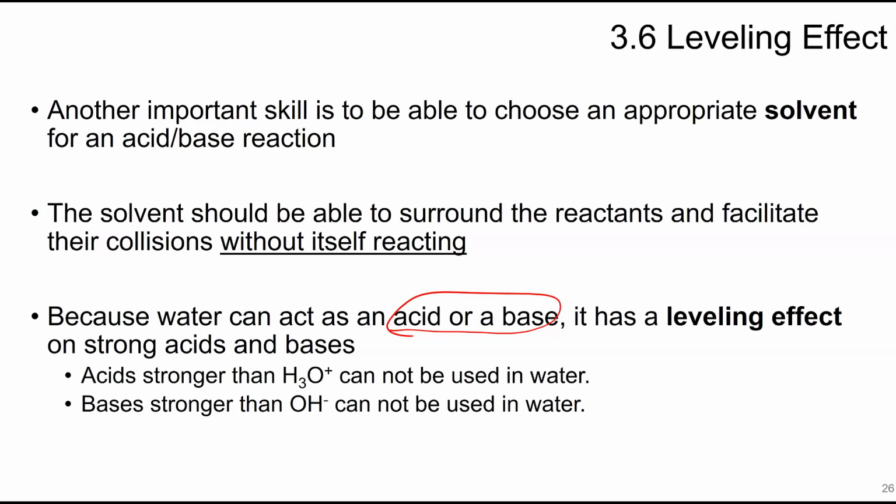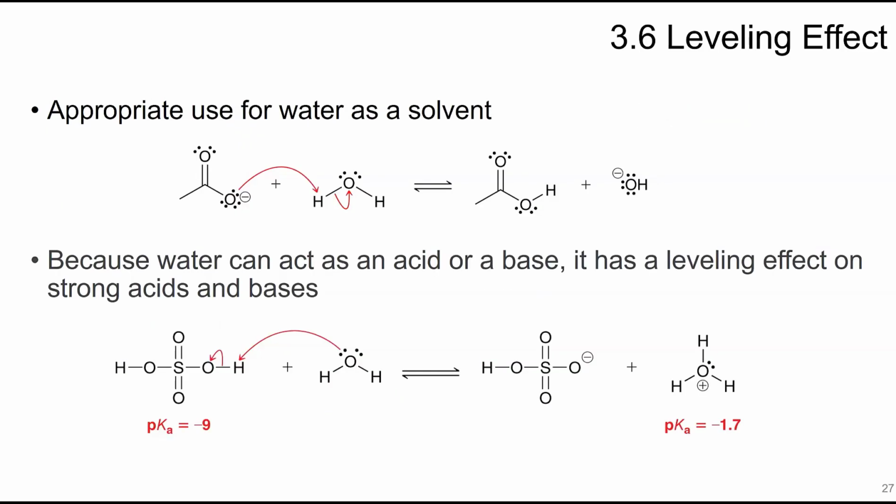So acids that are stronger than H3O+ cannot be used in water, and bases stronger than OH- cannot be used in water. If you were trying to use something with water as a base and you didn't want it to react with water, you want to make sure that it is not going to react with water. So in this case, O- can react with water to form the carboxylic acid. So the pKa of this is around 15.7. This is around 5. So this will react with water.